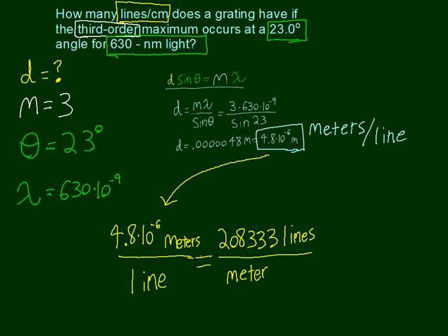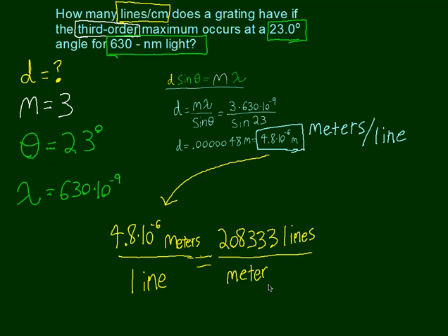Okay, so to convert this, you get 4.8 times 10 to the negative 6 meters for every line that there is. It's a very small number of meters per line. And we've just flipped that. I want to know how many lines there are per meter. So you just take this number in your calculator and raise it to the negative 1 to flip the fraction, and I end up with this number. There are that many lines for every meter of this diffraction grating.